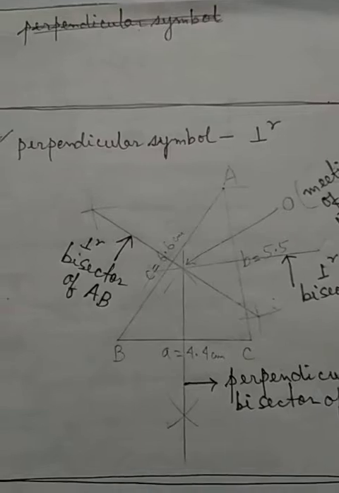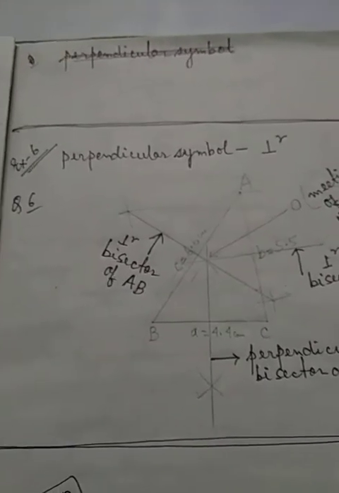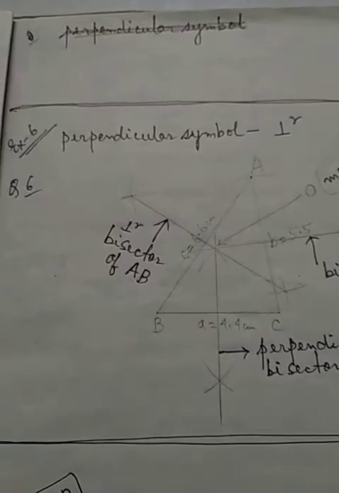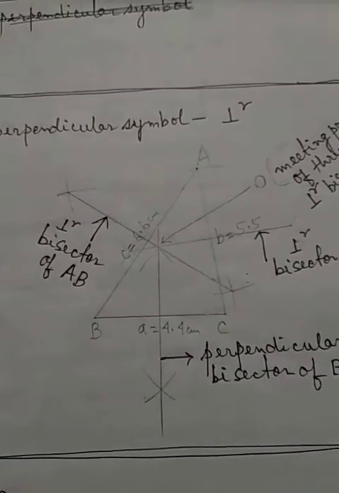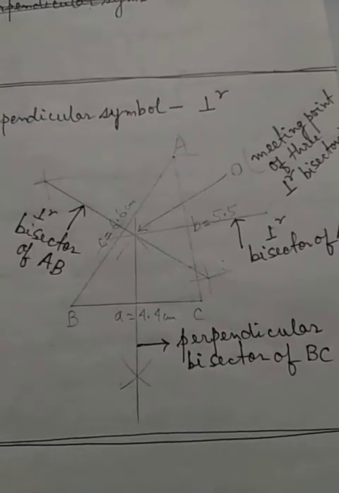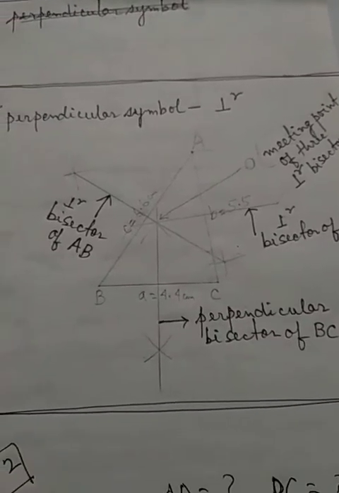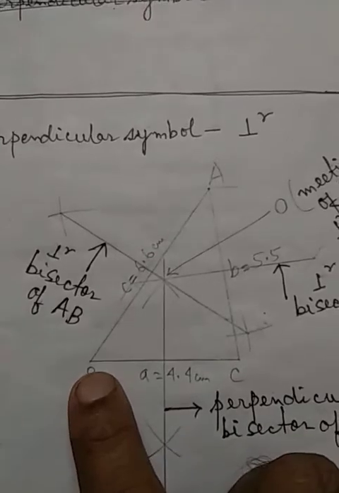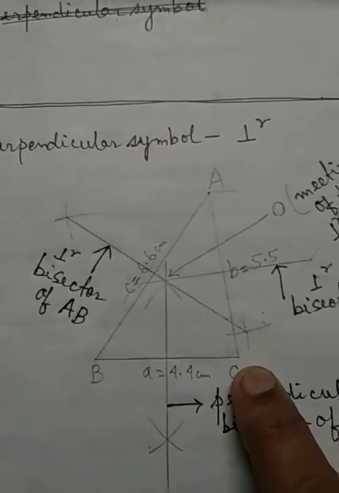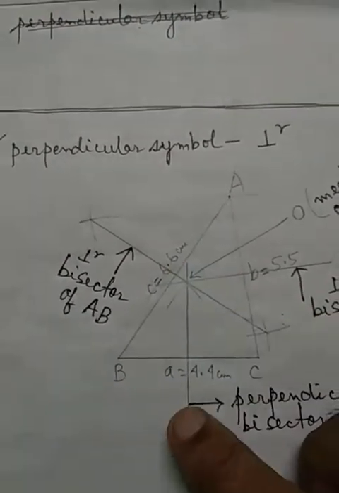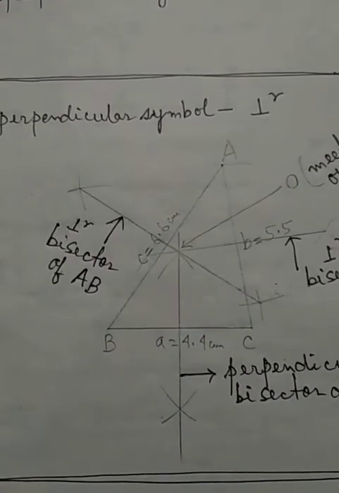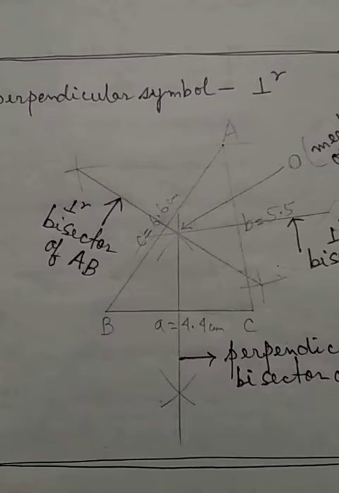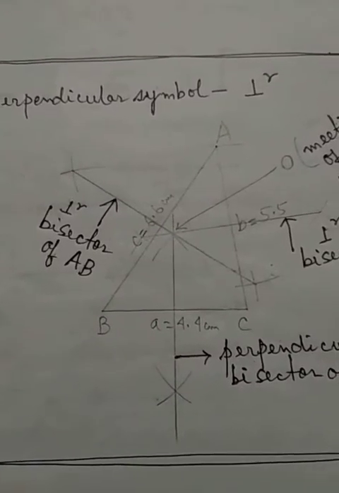Now here what they are telling you: in the last sum we saw the bisector of an angle. Here it is the perpendicular bisector of the sides. Let's say if I talk of this side BC, there are 3 sides, and each side will have a perpendicular bisector. Now there are 2 words in that, perpendicular and bisector.